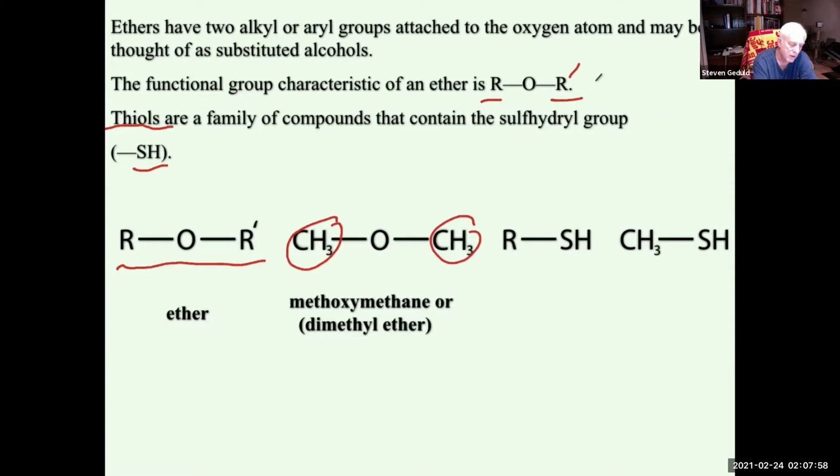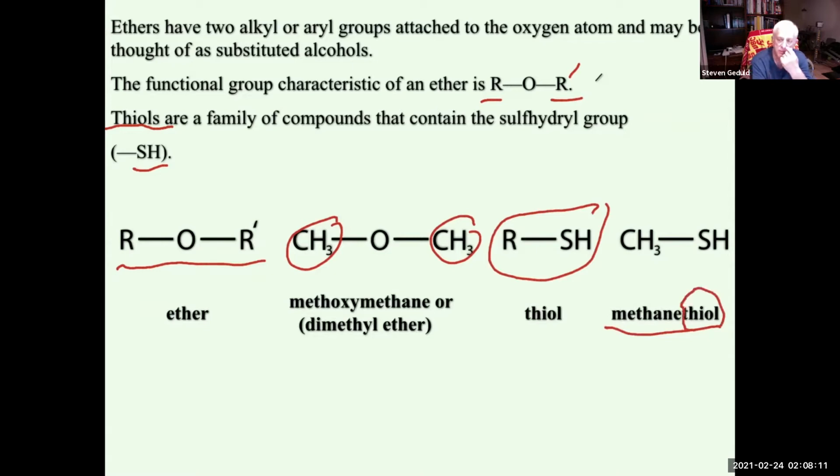RSH is your thiol group. If you have a methyl group attached to it, it can be methanethiol. You just add thiol at the end. Remember, methane is CH4. Substitute one of the H's with SH, and that's the thiol group. Then you write the name of the alkyl group, methane, and add thiol to the end of it, which means there's an SH group attached to it.